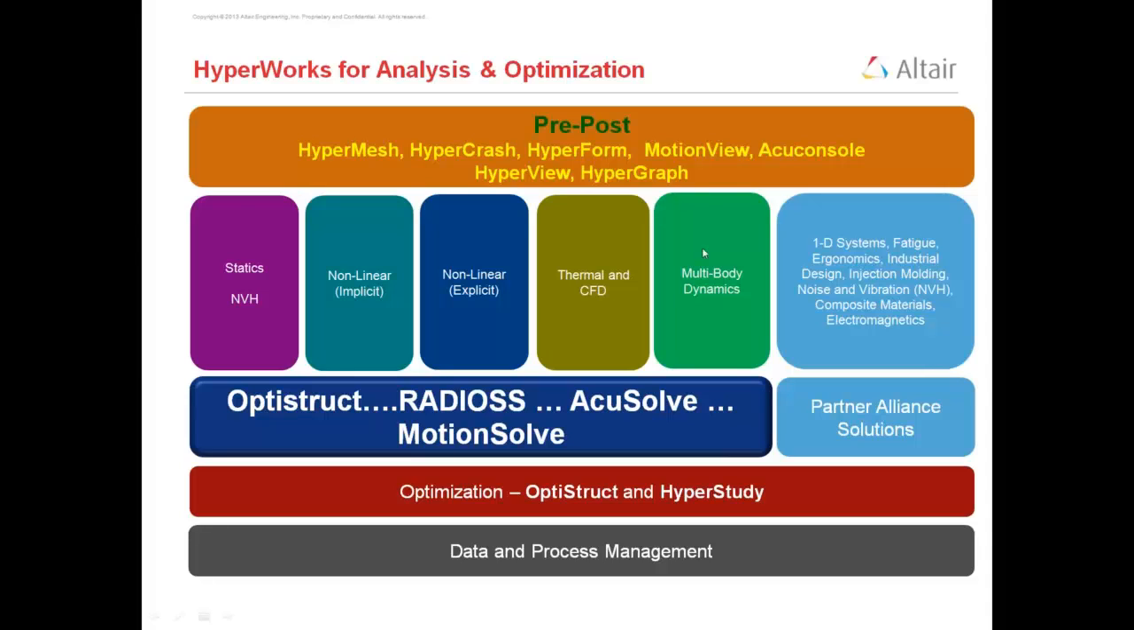In Altair, there are different preprocessors for different applications. The major one is HyperMesh, which most of you may be aware of, and we have a specific preprocessor for crash setup which makes your life easy. But everything can be done in HyperMesh itself, and that is what we'll be doing today. For manufacturing applications we have HyperForm, for MBD we have MotionView, and for CFD we have AcuConsole. For post-processing we have HyperView and HyperGraph.